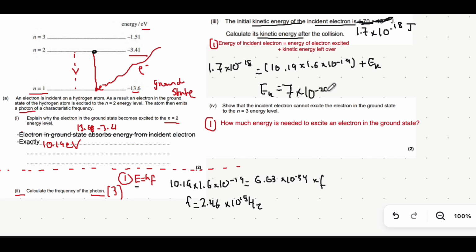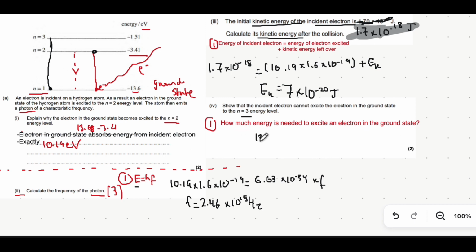Hopefully that made sense. Show that the incident electron cannot excite the electron in the ground state to the n equals 3 energy level. Well, let's think about how this could be. We know that the incident electron comes in with this much energy, because actually I'm going to highlight this. It comes in with this much energy because that's what we were given in the question. But we want to show that that's not enough to excite an electron that starts off from ground state all the way to n equals 3. So how do we show that? Well, let's find the energy difference between n equals 1 and n equals 3.